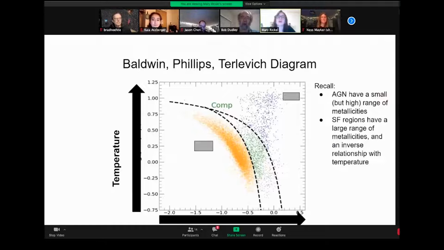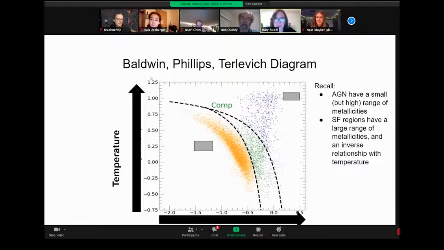Okay, so here is the data graphed and also color-coded. We can see on the x-axis we have the metallicity, the amount of metals, and on the y-axis we have the temperature. This is a replica of the Baldwin-Phillips-Terlevich diagram. I think there's three separate diagrams that all try to classify star formation dominance or AGN dominance, but this is the one that has the most clear demarcations.